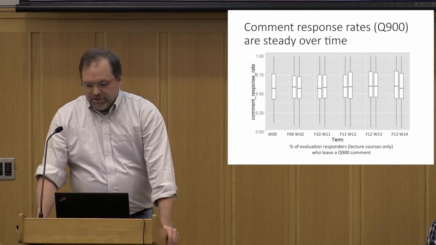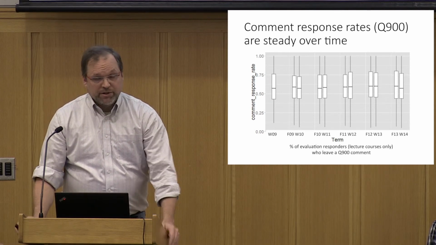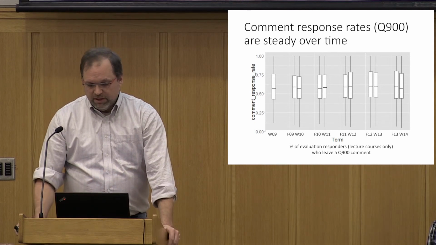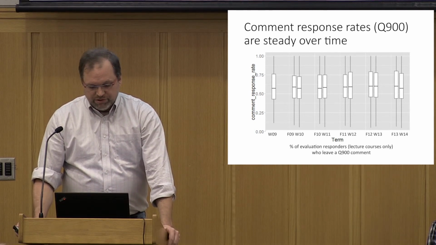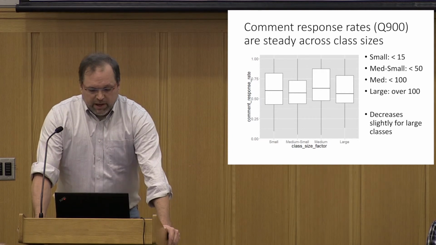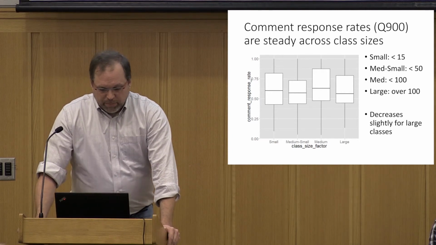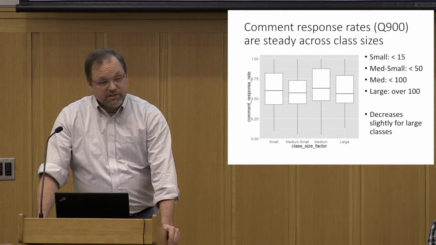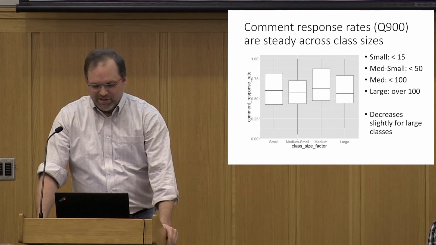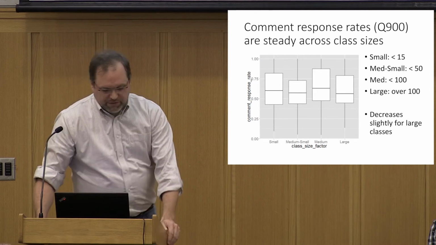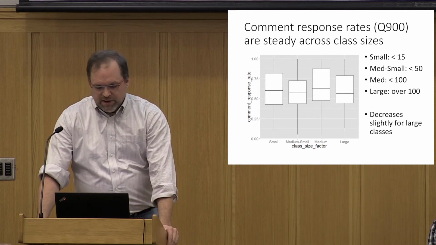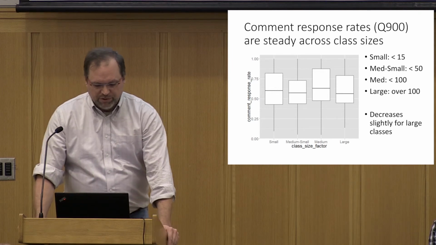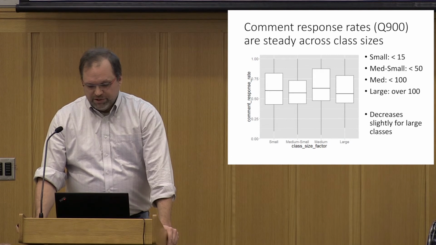We can also look at response rates as a function of class size. So we're starting to combine aspects of the text with aspects of the numeric properties of the course. We can see it's actually fairly steady across class sizes. I defined four categories of size, and the rate is fairly stable across the size. The large classes tended to have slightly lower average response rates, but on the whole it was pretty steady.